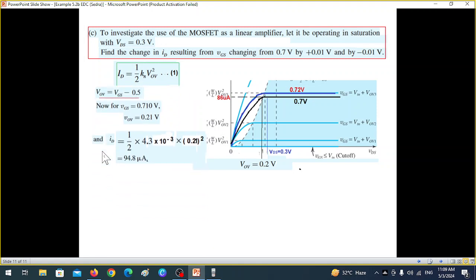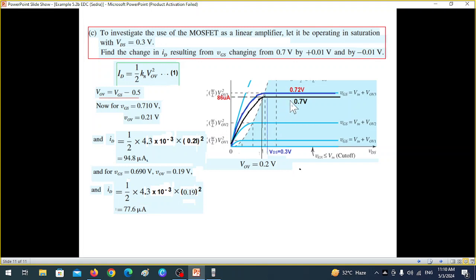So again, we'll calculate. This was our formula for VGS. Now VGS is 0.710. We have increased this by the positive, this one. And VOV is 0.021. If we calculate from here, 0.710 minus 0.5, so VOV will be 0.21. So the new current, according to this formula, will be 94.86. So this was, we can say, our base reference. Now it will go slightly up to 94.8.